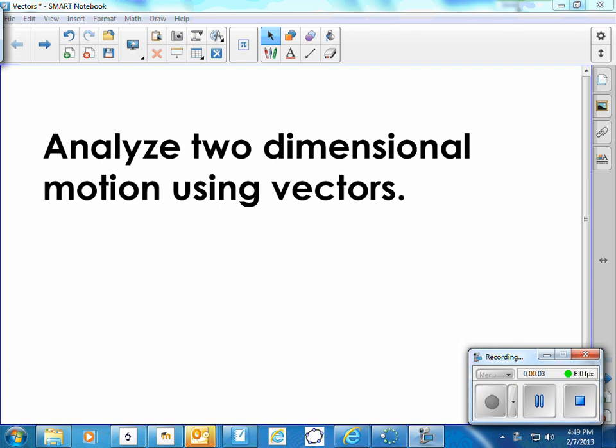This video clip will show you how to analyze two-dimensional motion using vectors.